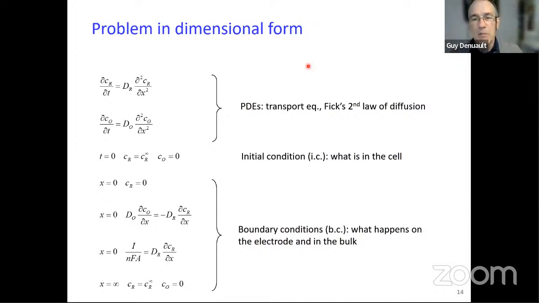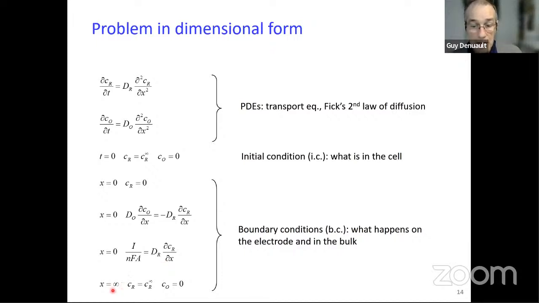So this is the problem in dimensional form. I have my reactant R and my product O, and these are the partial differential equations for mass transport by planar diffusion. So these are the second law of diffusion for these two species. This is my initial condition. So I'm imposing the bulk concentration for the reactant and 0 for the product. There is no product in the cell to start with. This x equals 0 is the electrode surface. So I'm imposing 0 surface concentration of the reactant. I'm saying that the flux of O and R are equal and opposite. And then this is not a constraint, this is the equation that I'll be using to calculate the current.